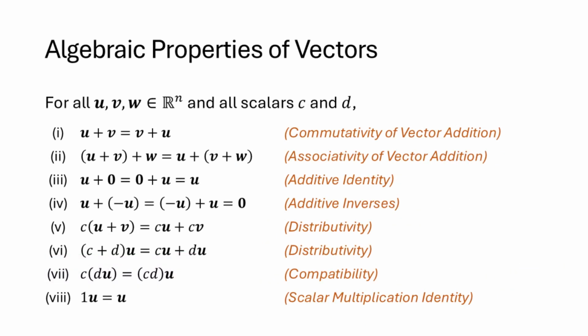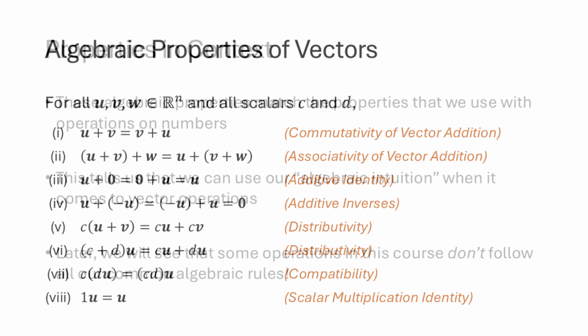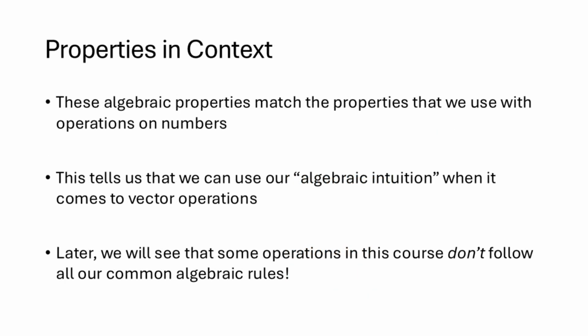The vector operations have several nice algebraic properties, which you see listed here. I'm not going to read through all of them, but what we want to notice here is that these properties match up with properties of our normal operations that we do on numbers. So you see the distributive rule, you see additive identities, commutativity, associativity. So the end result of this is that we can use our algebraic intuition when it comes to performing vector operations. We don't have to worry about trying to follow our normal algebra rules and end up getting the wrong answer because the vector operations might not follow those rules. These properties tell us that those vector operations do follow our common algebra rules that we already know.